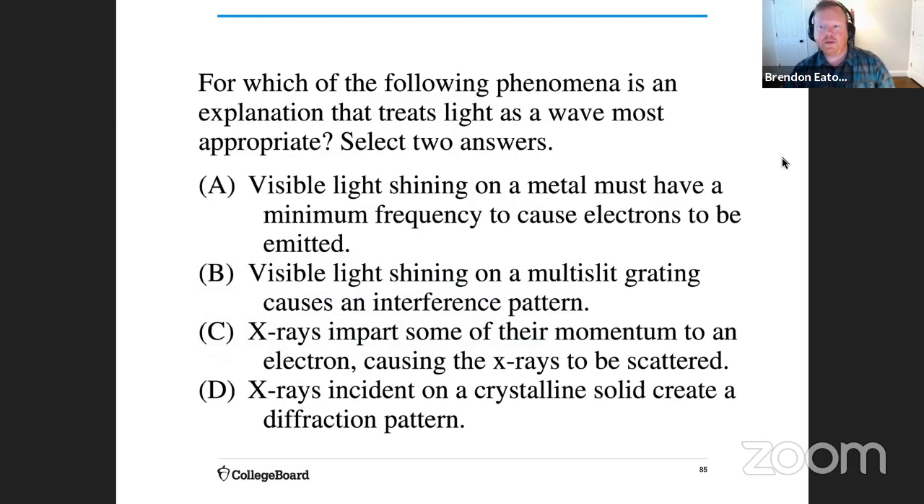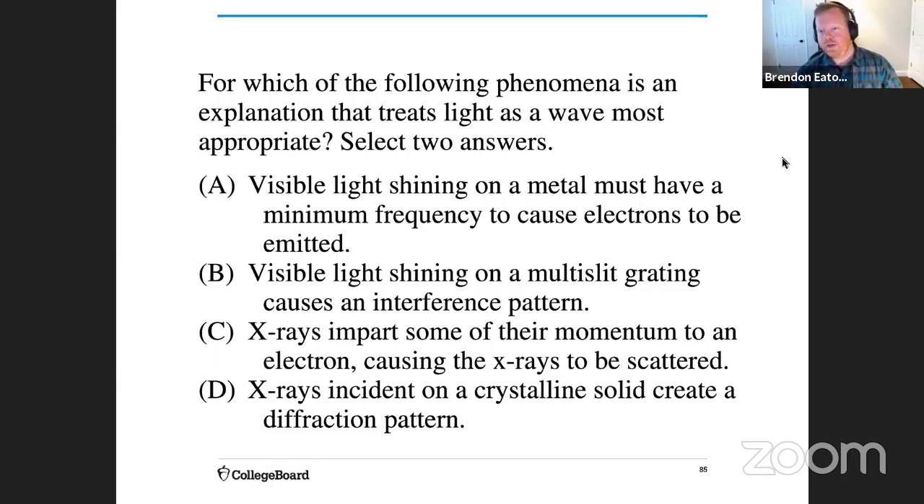Which of the following phenomena is an explanation that treats light as a wave most appropriately? So I've got 4 choices here. A: Visible light shining on metal has a minimum frequency to cause electrons to be emitted. That's the thing that we just talked about, the photoelectric effect. B says visible light shining on a multi-slit grating causes an interference pattern. That sounds like from a couple of lessons ago. C: X-rays impart some of their momentum to an object. Momentum sounds very familiar to a Physics 1 topic. And lastly, D: X-rays incident on crystalline solids create a diffraction pattern.